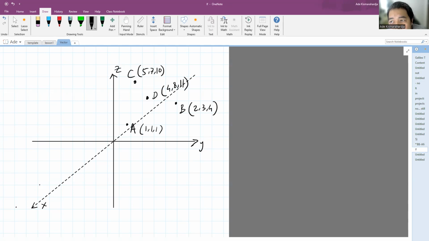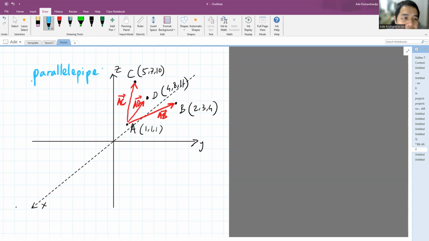Now, when we have 4 points like this, we can now make 3 vectors. We can have a vector from A to B. Let's call it AB. And then we can have another vector from A to C. Let's call it AC. And we can have now a vector from A to D. So let's call it AD. So what happens is like this. When we have now three vectors, yes, 3 vectors, we can create a three-dimensional shape named parallelepiped. So that's the name of this three-dimensional shape made of 3 vectors.